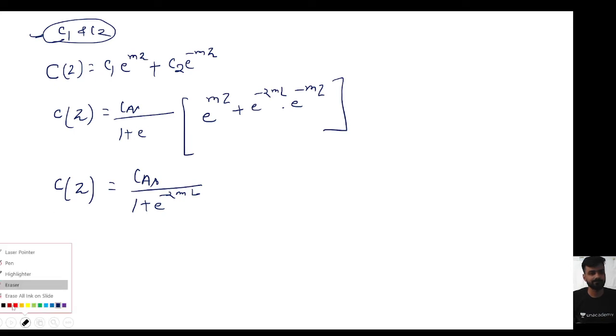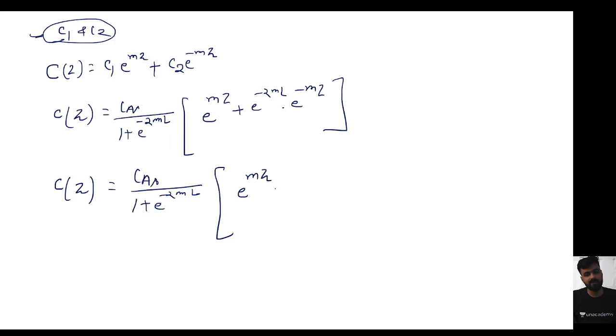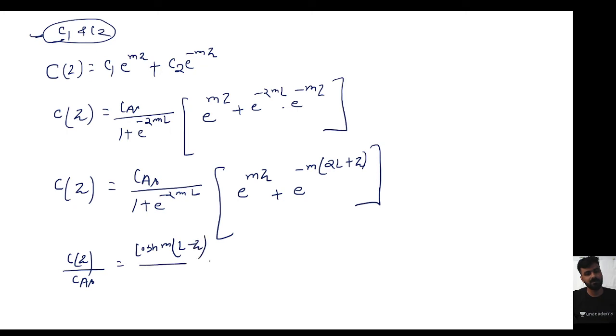Here it will be e to the power mz plus e to the power minus m, and you can write 2l plus z. So can I write here C at Z upon CAS. Okay. So that is equals to cosh of m(L minus Z) upon cosh of mL.